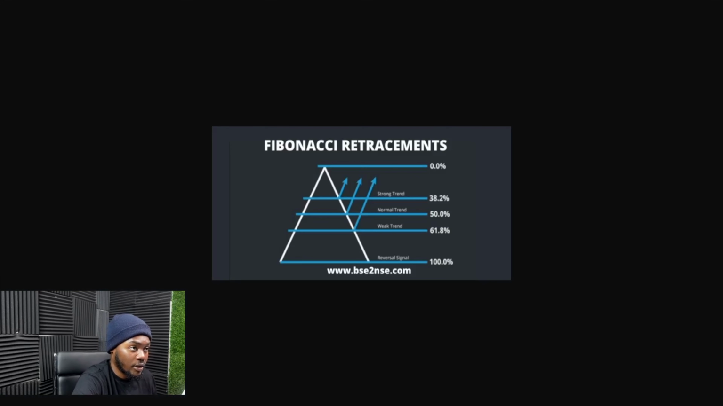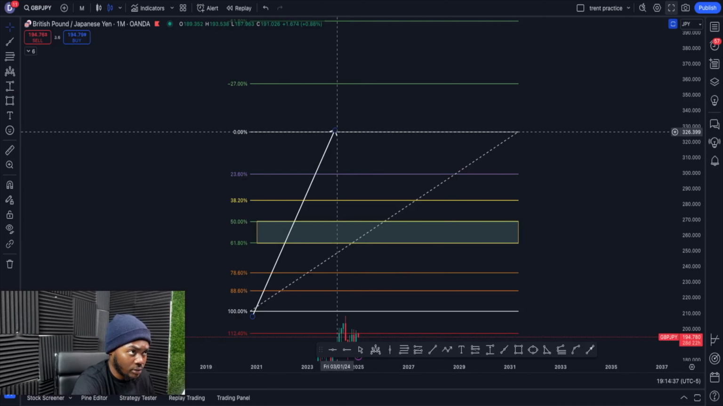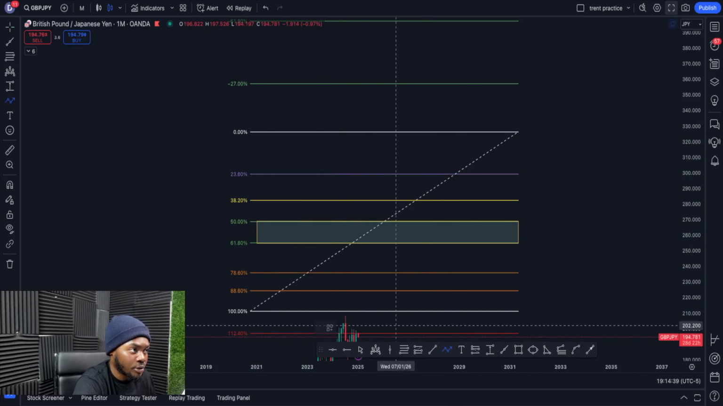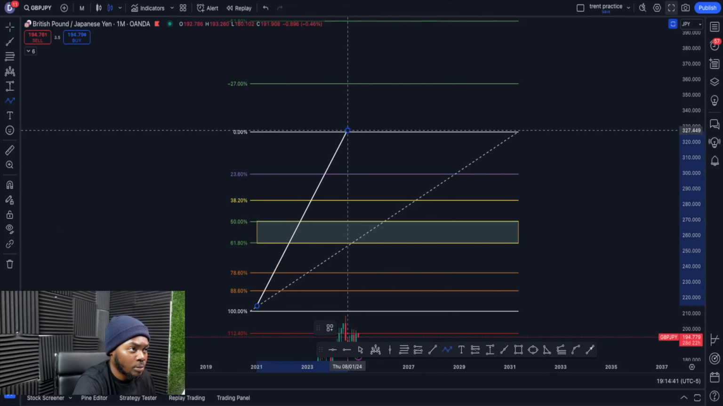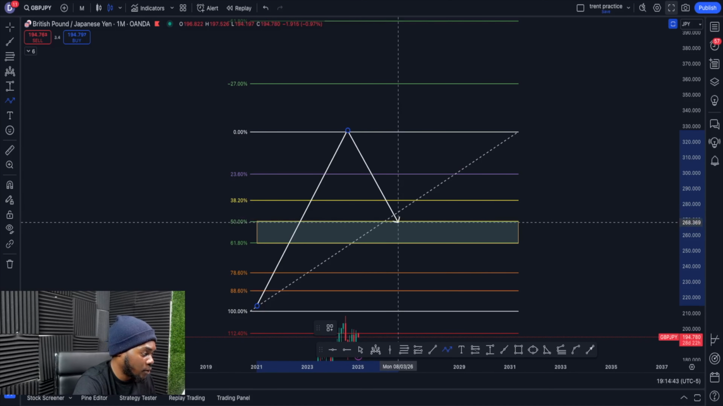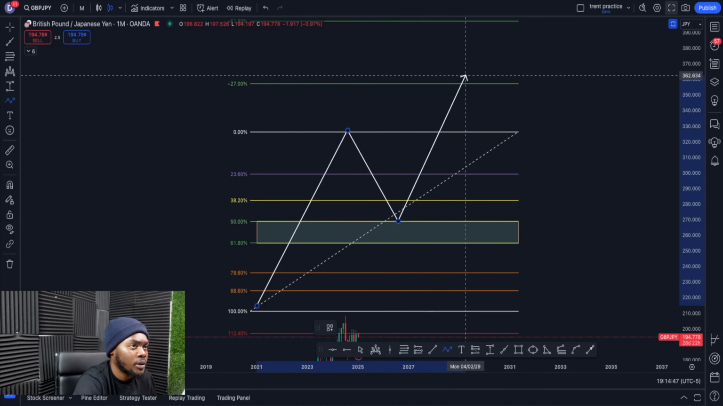to the 50% level, it is considered to be a normal trend. Basically, if the market is in an uptrend and the market was to pull back to this 50% level, this will be considered a normal trend for the market to continue to go up, right?